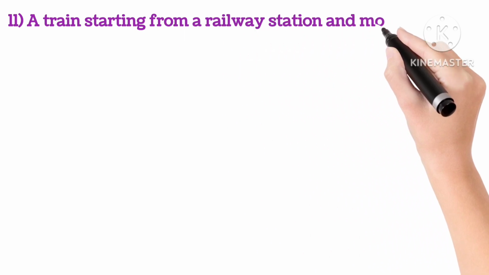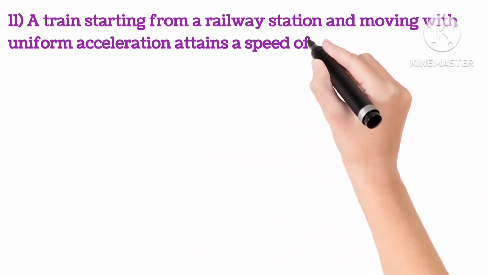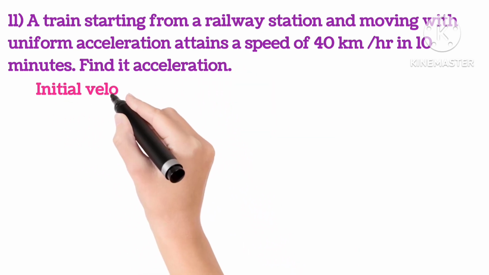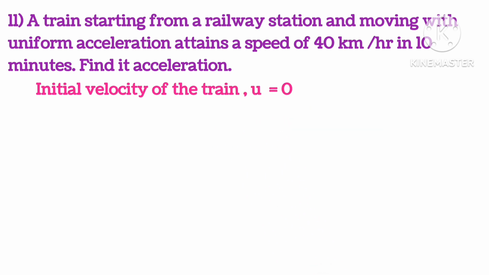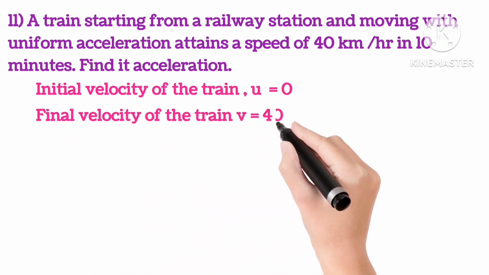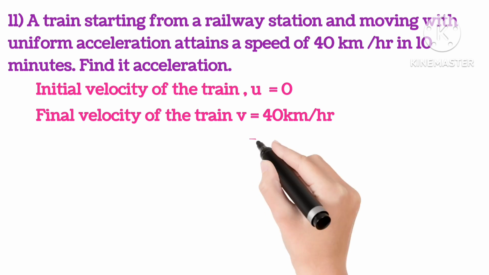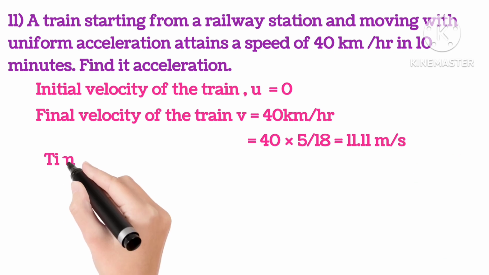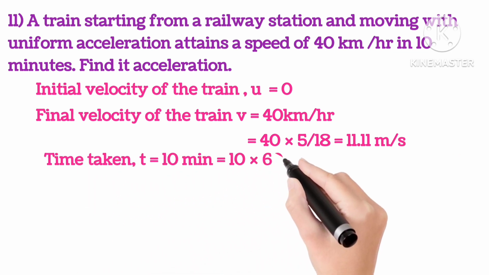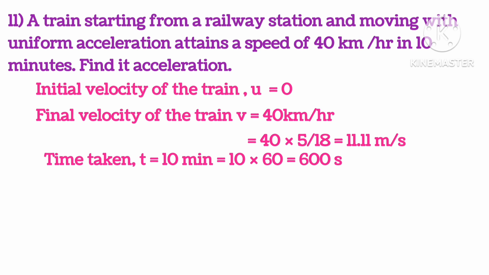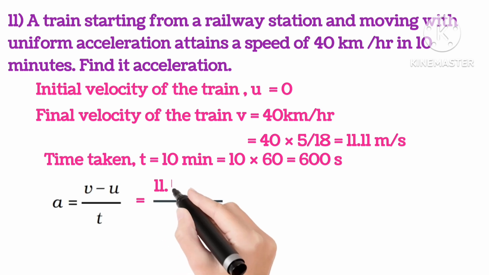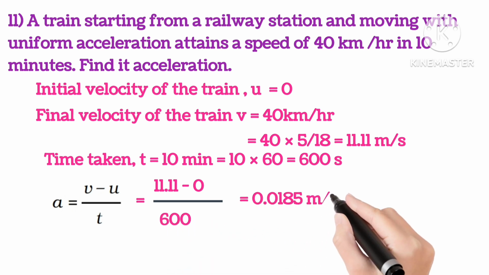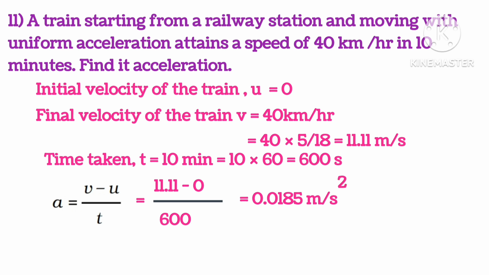11th, a train starting from a railway station and moving with a uniform acceleration attains a speed of 40 km per hour in 10 minutes. Find its acceleration. So the initial velocity of the train is 0. Final velocity of the train v is 40 km per hour, which is equal to 11.11 meter per second. Time taken here is 10 minutes, which is equal to 600 seconds. So acceleration = (v minus u) upon t. Putting the values, we get acceleration equal to 0.0185 meter per second square.